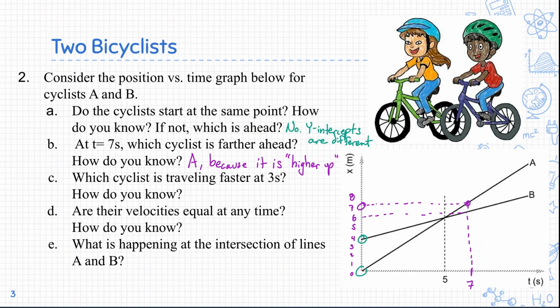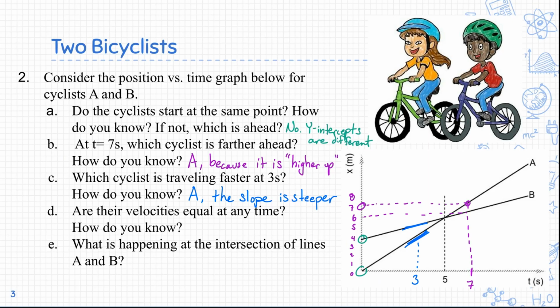And which cyclist is traveling faster at 3 seconds? Well, at 3 seconds, remember that we're still thinking, okay, the speed that it's going is the slope of the line. Well, at 3 seconds, which is about here, the slope of A is steeper than the slope of B. That means that A is going to be going faster because the slope is steeper.